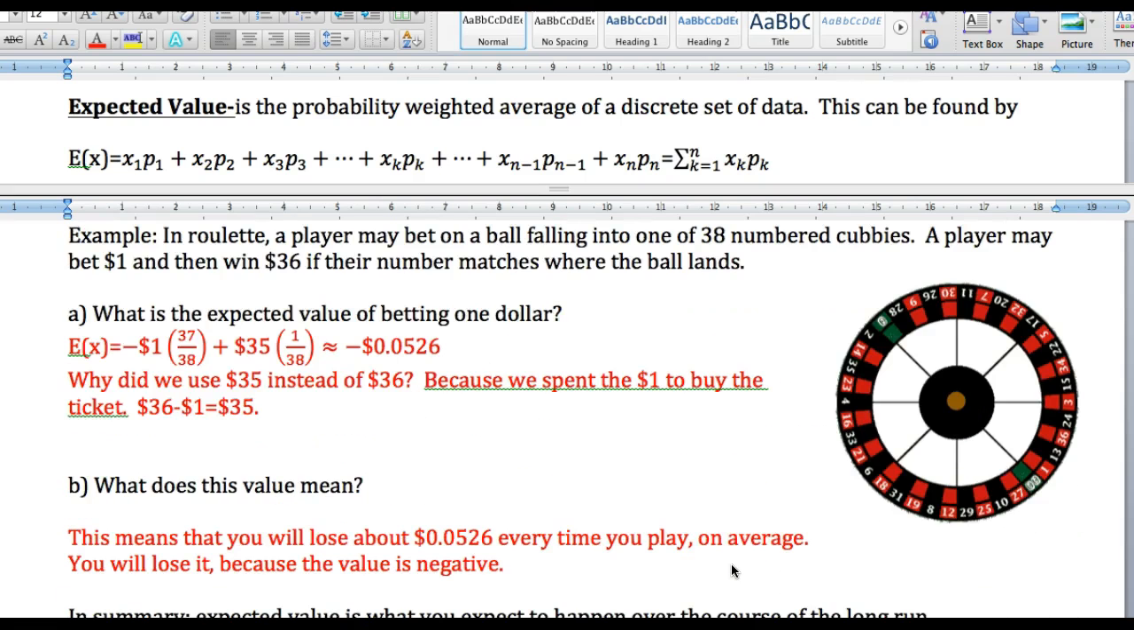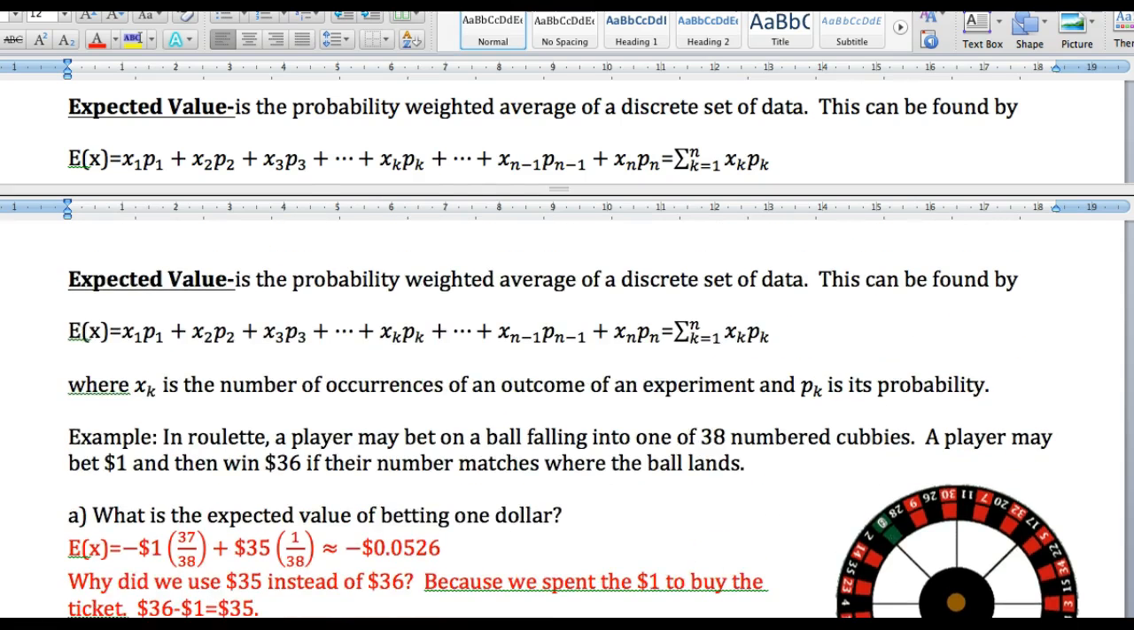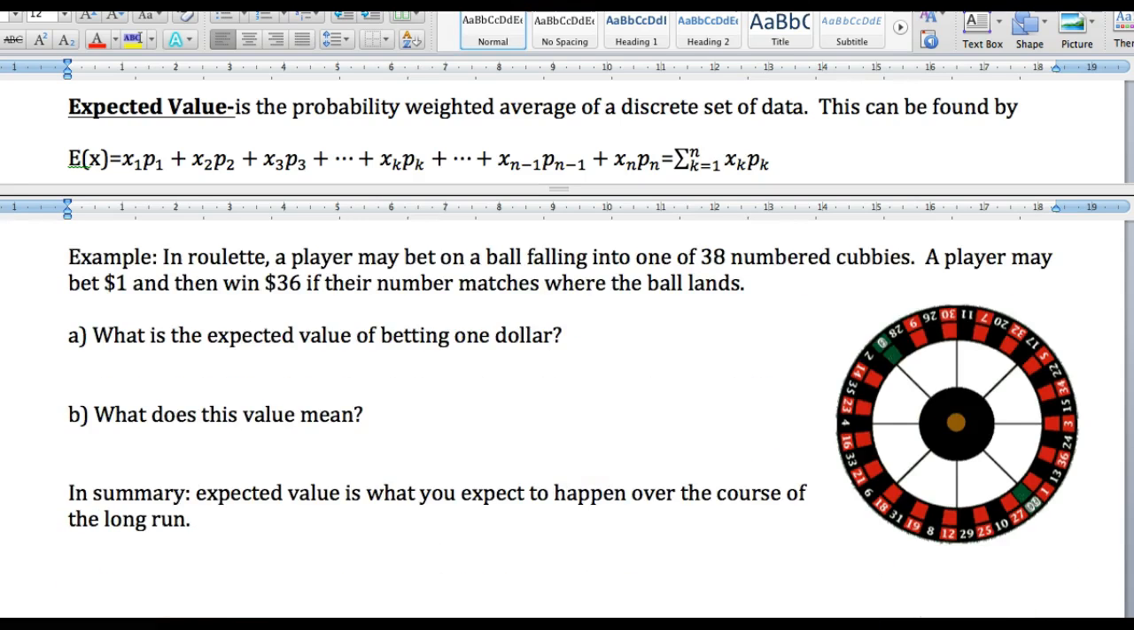Okay, so let's do one more example here. So this example, in a roulette game, a player may bet on a ball falling into one of 38 numbered cubby holes. A player may bet $1 and then win 36 if their number matches where the ball lands. There's other ways to bet in the game too, but this is one way to do it. And so if you do bet on a number, what is the expected value of betting $1? So what you have to consider now is that you lose $1 as soon as you pay it out. So you have to consider that. And then if you win $36, well, we'll see what happens here.